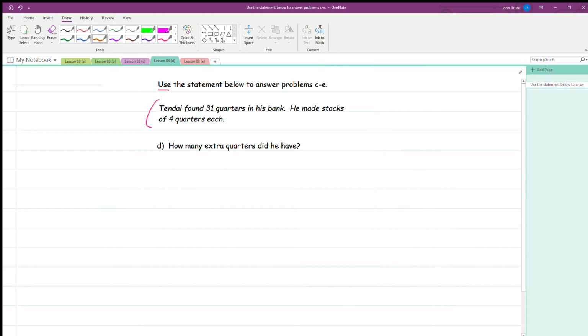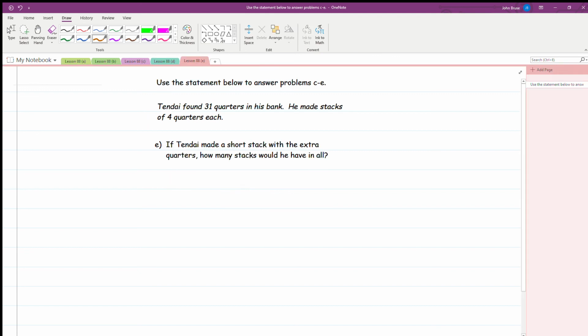So how many extra quarters did he have? Well, he had 3 extra quarters. So we're going to go ahead and mark that as 3 extra quarters. And we can move on to the next one, which is E. We're using the same statement as the last 2. If Tendai made a short stack with the extra quarters, how many stacks would he have in all?